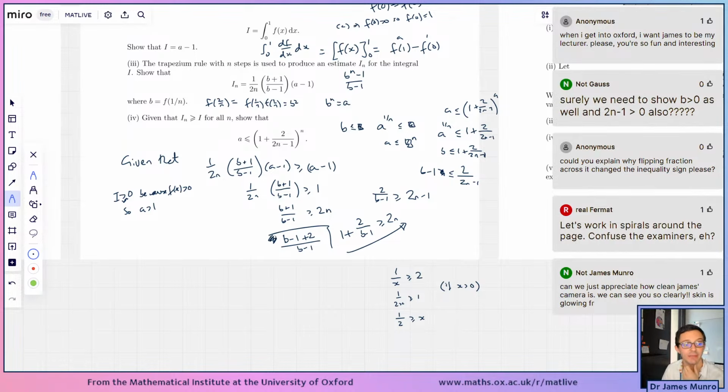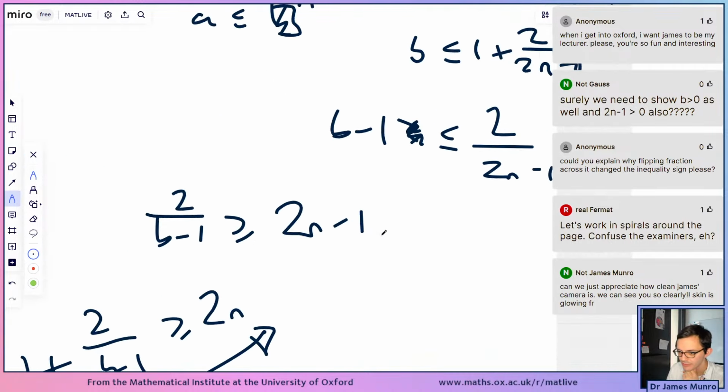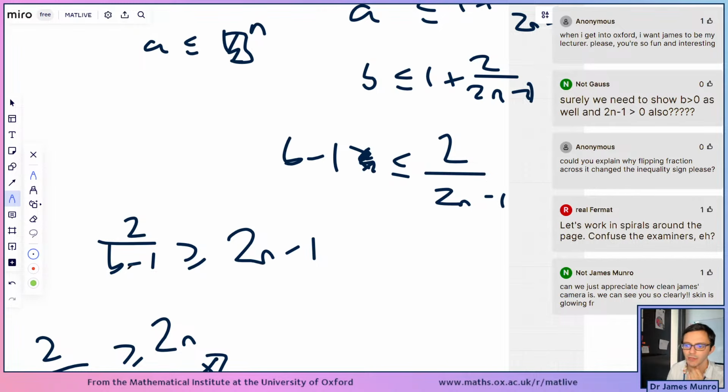We need to show b bigger than 1. And maybe I was playing games with 2n minus 1 as well. I may have been a bit careless. Divided by stuff. Yeah, so this step here is the step that I just got asked about. I suppose what I'm doing is multiplying up by b minus 1 and dividing by 2n minus 1. And actually both those things are positive, so it's fine. And the b minus 1 ends up on the small side of the inequality.